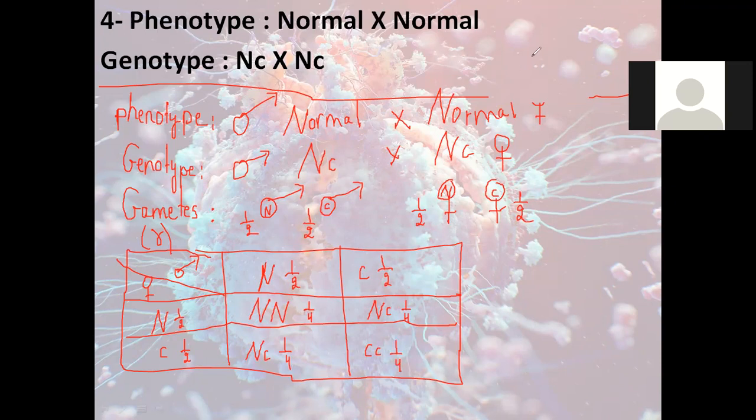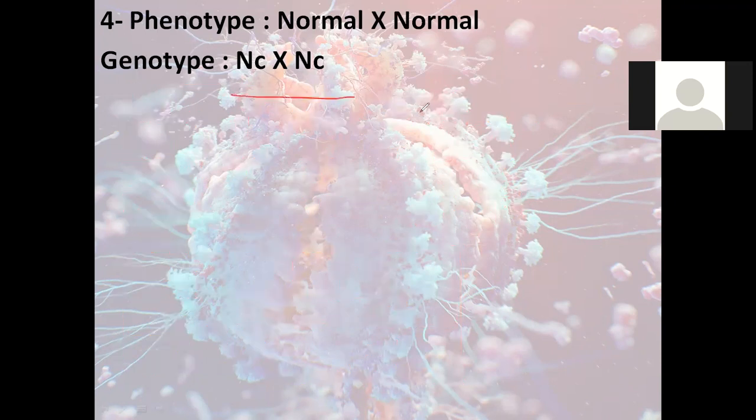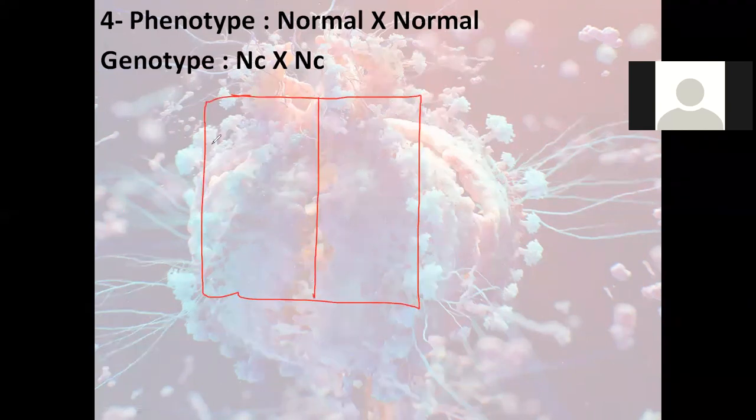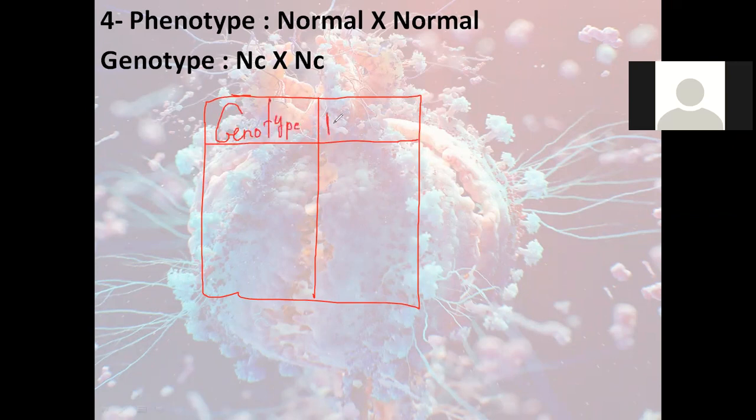Moving now to the table of results. In the table of results, what do we have? We have to divide it into both genotype and phenotype. So this is the genotype, and this one is the phenotype. So in the genotype, what do we have? We have NN, which is 1 over 4, and C, it's found both 1 over 4 and 1 over 4. So NC, it's 1 over 2. And finally, we have CC, which is 1 over 4.